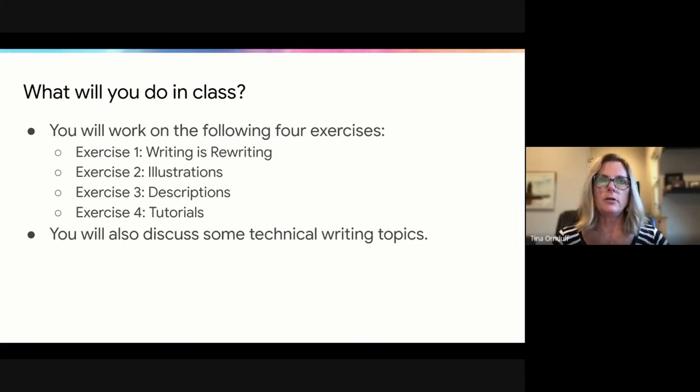We also include an exercise on illustrations because oftentimes an illustration can provide a great resource for folks who are trying to put something together or do some kind of hardware installation. And then we continue with descriptions and tutorials.